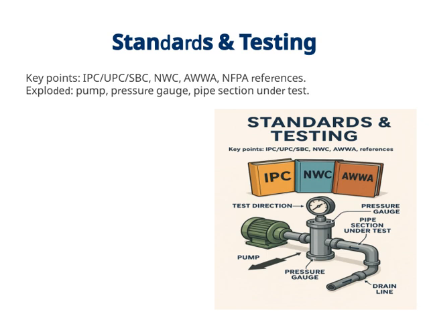Now, when we talk about testing, imagine an exploded view of the components involved. You have the pump, the pressure gauge, and a pipe section under test. Visualizing this setup helps us understand how we verify system performance and safety. Testing is essential to confirm that everything functions correctly under pressure before the system is put into service. Connecting this to the bigger picture, adhering to these standards and thorough testing ensures reliable, safe, and compliant plumbing systems, which is ultimately what we aim for in every project.